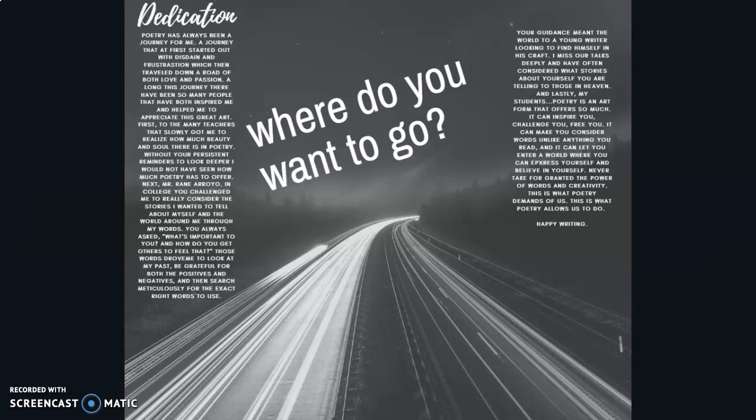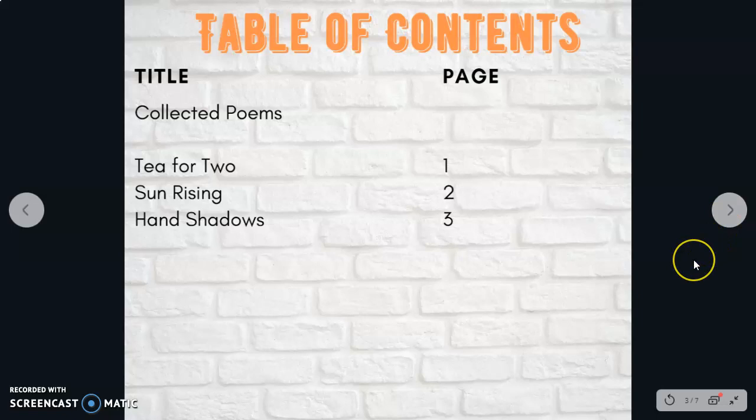Again, I'll give you some time to read through that after I share this with all of you. But you can see that you have your dedication page next. Then you have your table of contents. You must have a table of contents. You can see what I've done here is I have my collected poems. I only did 3 for this example. So you can see that the 3 poems I collected are Tea for Two, Sun Rising, and Hand Shadows. And then I've listed what page they're on over here.